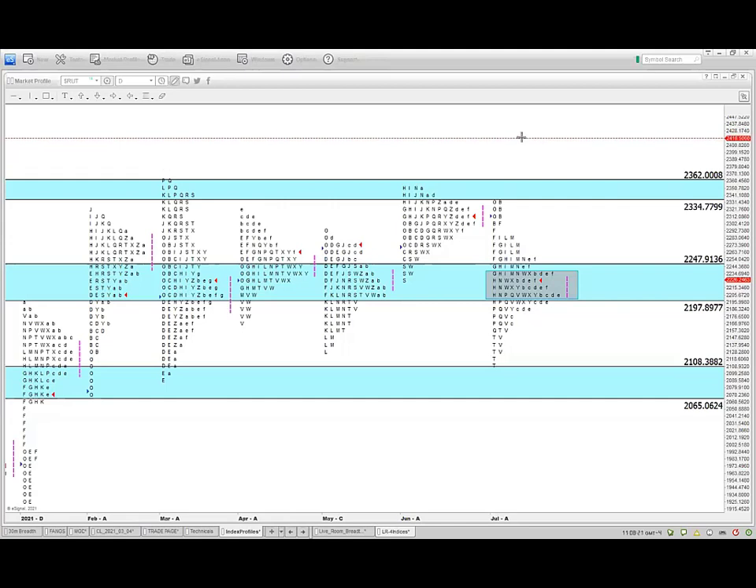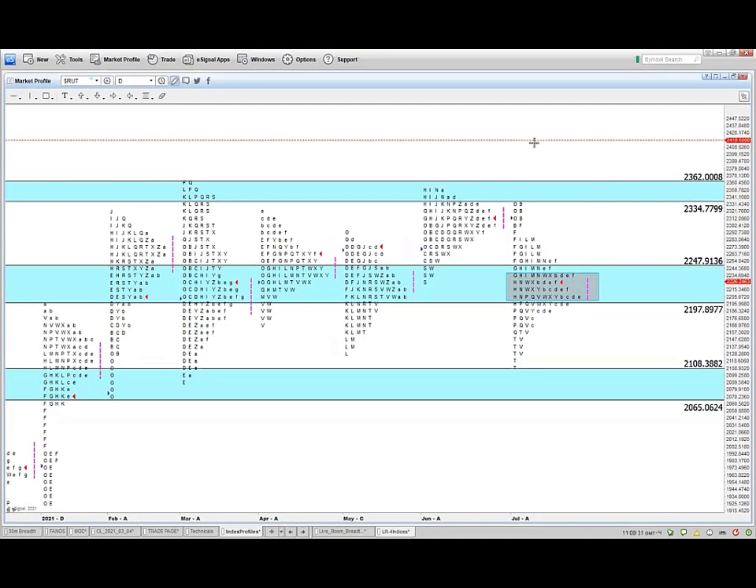Now, this is the RUT, the cash contract, and it is in a multi-month balance area. The symmetry of this is a thing of beauty. So here is the balance area. It basically began in February. So we have February, March, April, May, June, and July. We're beginning August right at the midpoint of this balance area.